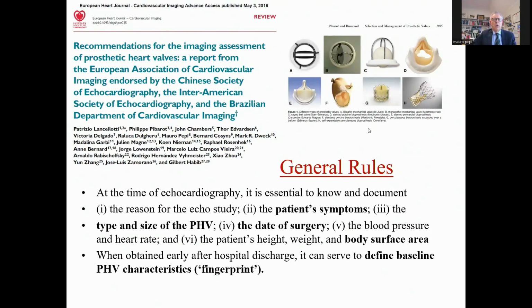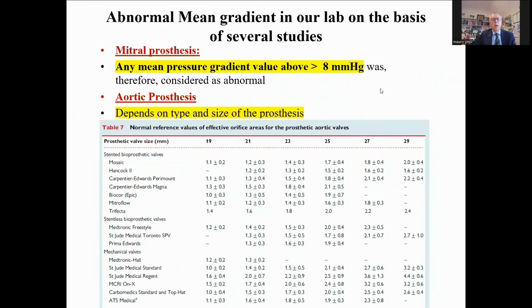As general rules, as you know from the guidelines, when we evaluate a prosthesis, we should have the data concerning the patient's symptoms, type and size of the prosthetic valve, the date of surgery, the body surface area, and define the baseline characteristics, a sort of fingerprint after the surgical procedure. So what is abnormal in terms of gradient? Generally, for the mitral prosthesis, any mean pressure gradient above 8, or for the aortic prosthesis, this depends on type and size of the prosthesis.